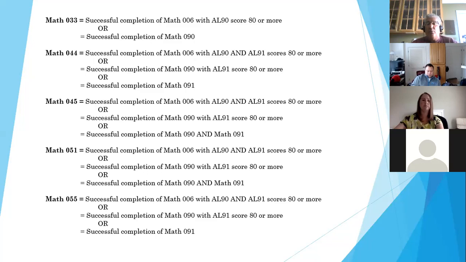One of the things I want to get out of this, though, is the AL 90 and AL91 are the modules in ALEX that a student could take in 006 or possibly the AL91 a student could take in Math 090. And we set the bar at 80% or better.